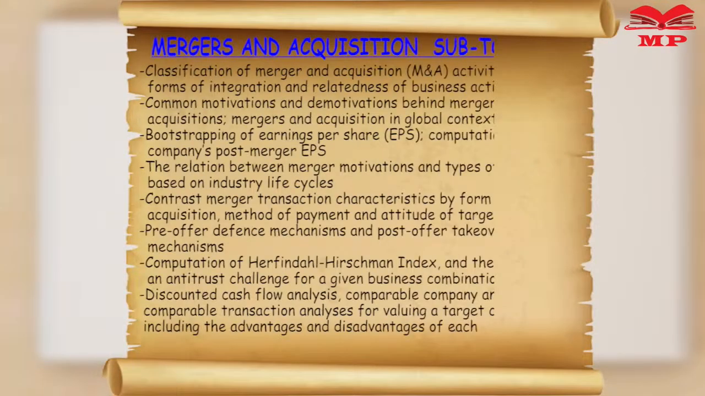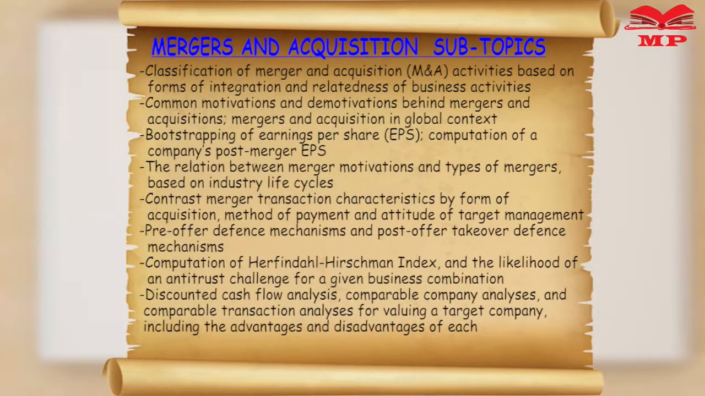Under this topic, the first thing should be the definition of merger and acquisition, under which we will look at the classification of merger and acquisition. Then we look at the common motivations and demotivations behind merger and acquisition. We'll also look at the EPS before the merger and acquisition and the post-acquisition EPS. We will also look at the relationship between merger motivation and type of mergers. Then we look at contrasting merger transaction characteristics by form of acquisition, method of payment, and attitude of target management. We also look at the pre-offer defense mechanism and post-offer takeover defense mechanism.